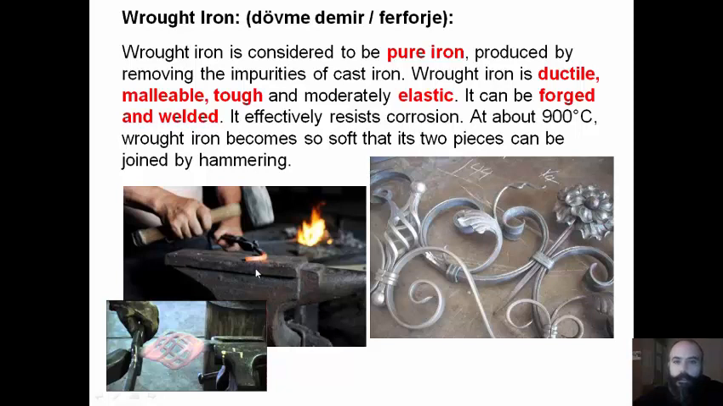Wrought iron is considered to be pure iron, produced by removing the impurities of cast iron. Wrought iron is ductile, malleable, tough, and moderately elastic. It can be forged and welded. It effectively resists corrosion. At about 900 degrees Celsius, wrought iron becomes so soft that two pieces can be joined by hammering.